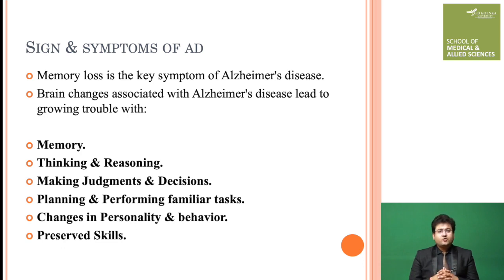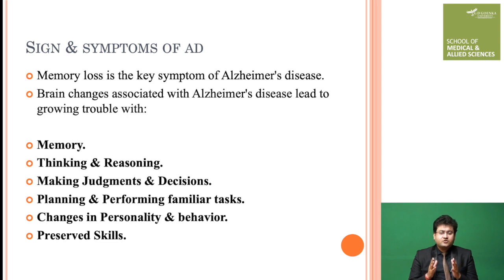So now we will talk about the next symptoms of Alzheimer's disease, that is changes in personality and behavior. Brain changes that occur in Alzheimer's disease can affect mood and behavior. Problems may include the following: depression, loss of interest in activities, social withdrawal, mood swings, distrust in others, anger or aggression, and changes in sleeping habits.